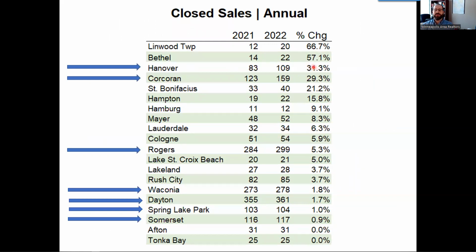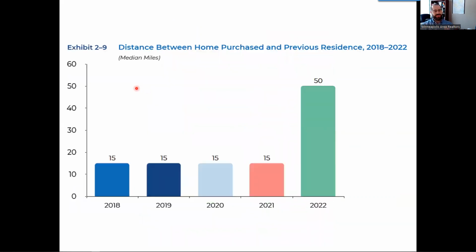Where are sales growing the fastest, or where do we see the strongest sales growth? We've got a lot of small townships or unincorporated areas. So Linwood Township, 12 to 20, or 11 to 12. I've called out some of the bigger volume areas. Hanover, up 31% while everything else was down. Corcoran, good volume. Rogers, good volume. Waconia, where I've had pretty good luck ice fishing. Dayton, Spring Lake Park, Somerset. Our friends in Afton are pretty flat. But some of these are pretty big areas, you guys, with hundreds of sales. And what do you notice about those? They're a little bit further out, right?